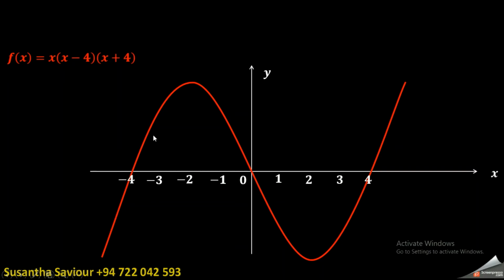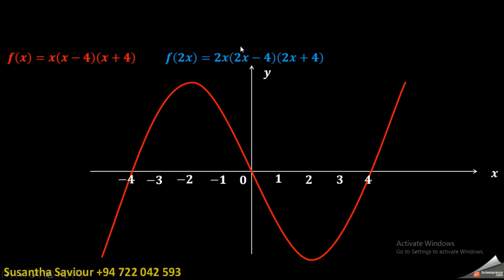Now we will look at a different transformation of this, that is f(2x). All the x's are multiplied by 2. Each and every x here is multiplied by 2. Then this will become 2x. This also will become 2x. This also will become 2x.